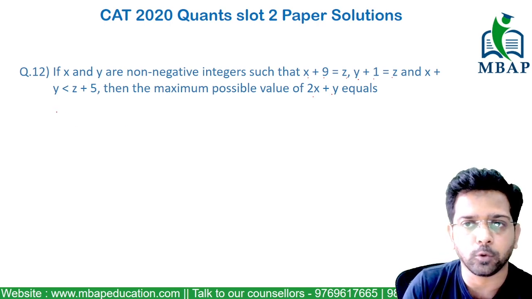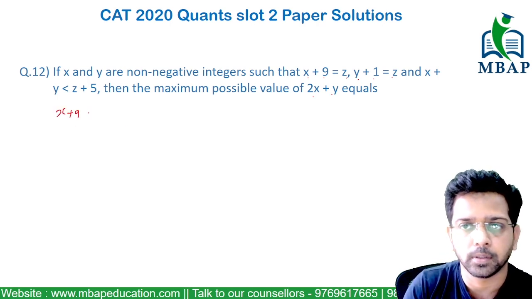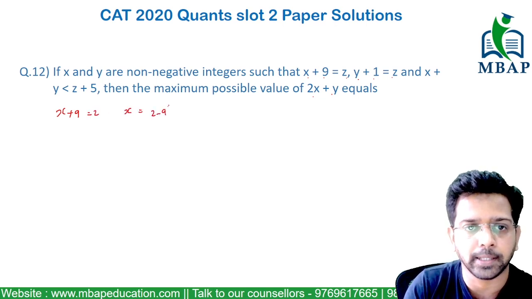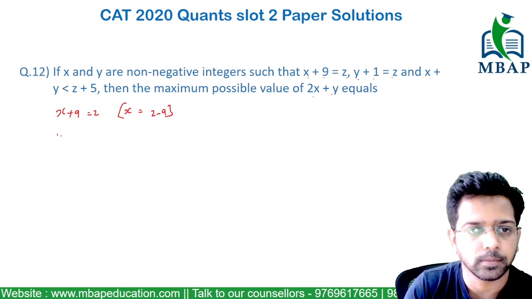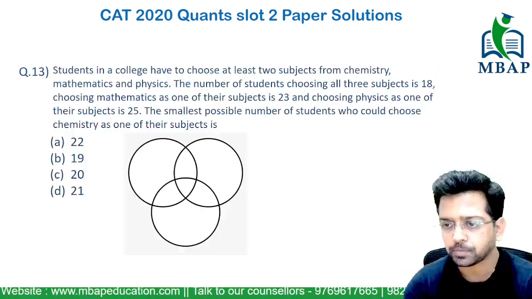So on one side I've got x plus 9 is equal to z, which means x should be equal to z minus 9. Next I've got y plus 1 is equal to z, which means y should be equal to z minus 9.